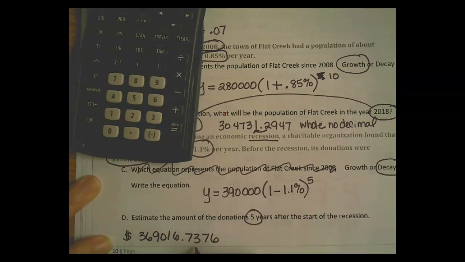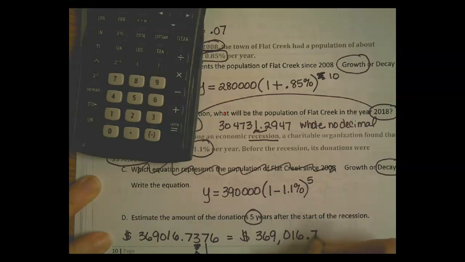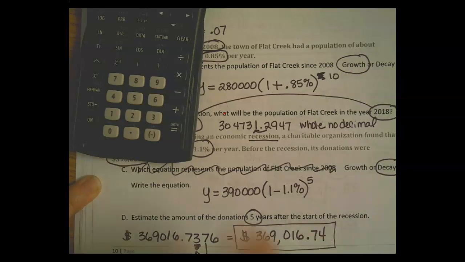So since you're talking about money, you round here. This 7 is going to tell that 3 to bump up. So I would say it went down to $369,016.74. That's my answer.